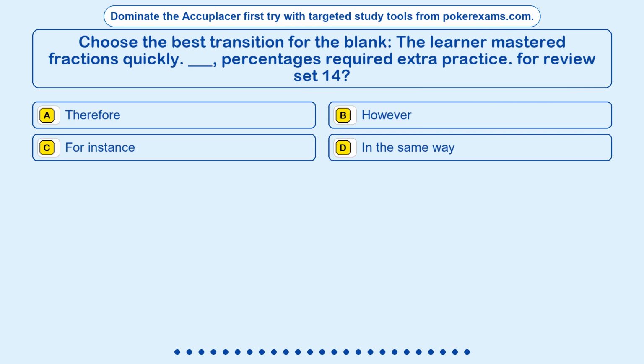Question 21. Choose the best transition for the blank. The learner mastered fractions quickly. Blank, percentages required extra practice. For review set 14, option A. Therefore. Option B. However. Option C. For instance. Option D. In the same way.